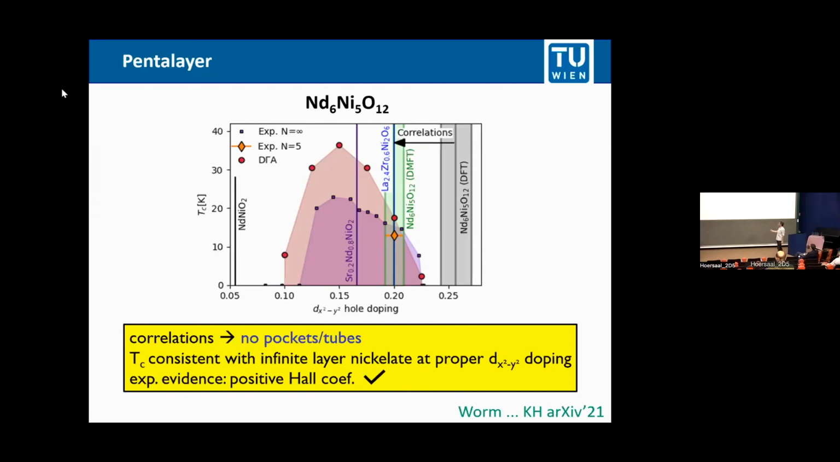you don't have pockets, namely these finite layer nickelates have a positive Hall coefficient. So meaning that you have the whole Fermi surface of the nickel x²-y² band orbital, but no pockets, which change the Hall coefficient into negative for the infinite layer nickelates.